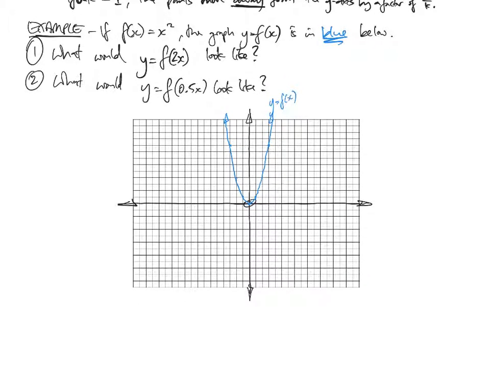The graph of y is equal to f of x this time, and our f of x is x squared, is in blue below. I've already drawn that. What would y is equal to f of 2 lots of x look like? So I'm going to do points again. I'm going to do that in red. What's y going to be when x is 1? This time you're multiplying the variable before applying the function.